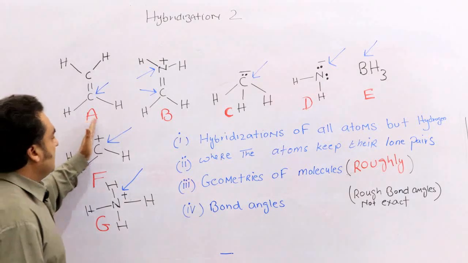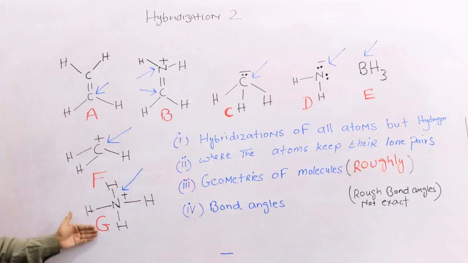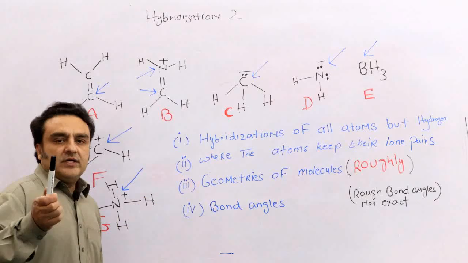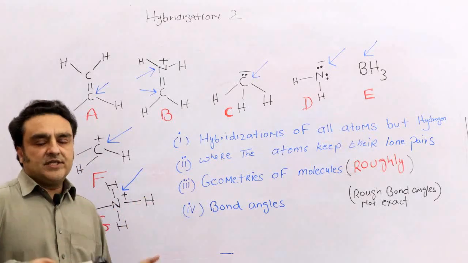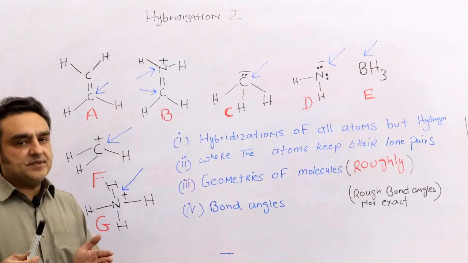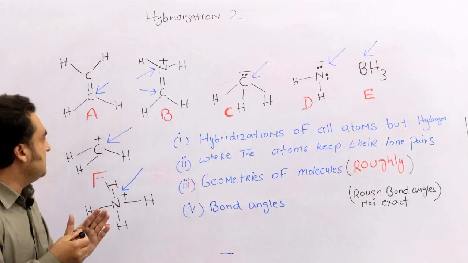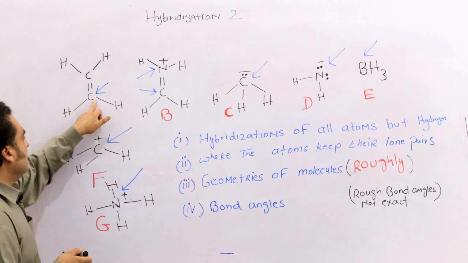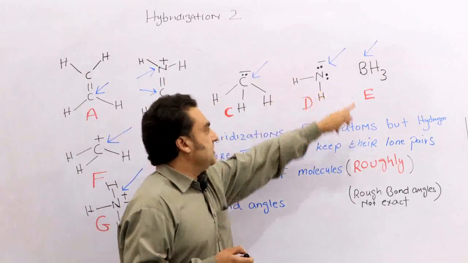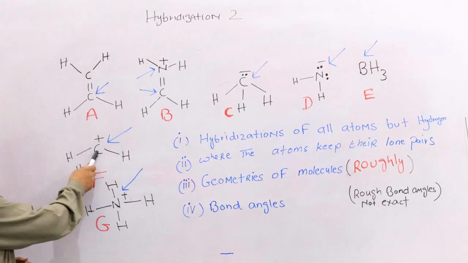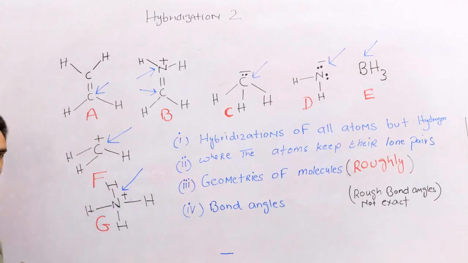There are some molecules A, B, C, D, E, F and G, okay, and I would like to know what the hybridizations are of the atoms to which the arrows are pointing. This carbon, the nitrogen, this carbon, nitrogen, boron, this carbon atom and this nitrogen atom.